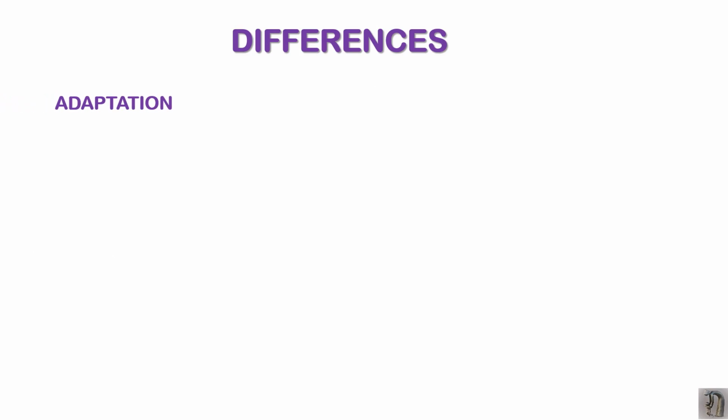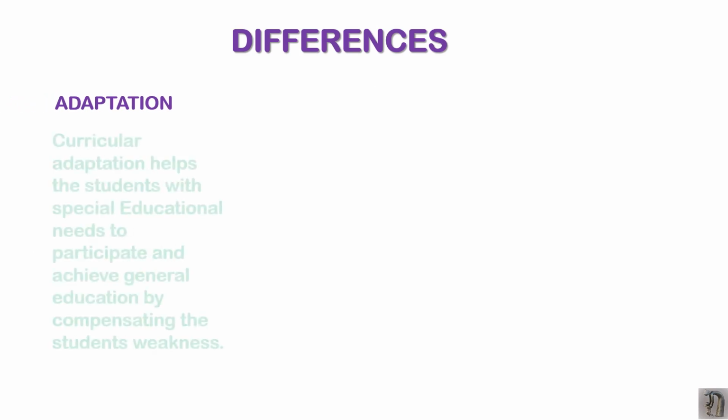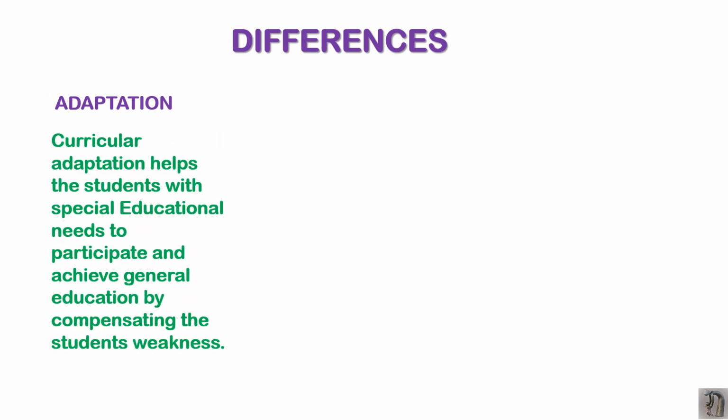Now let us look at the difference of adaptation. Now we will compare adaptation and the other two things also. Curriculum adaptation helps students with special education need to participate and achieve general education by compensating for the student's weakness. That is adaptation. So it's very clear that curriculum adaptation will help the special need students participate and achieve the general education concepts by understanding the student's weakness.